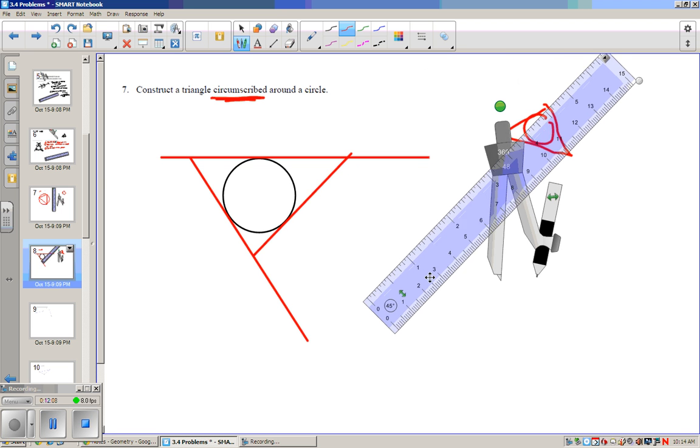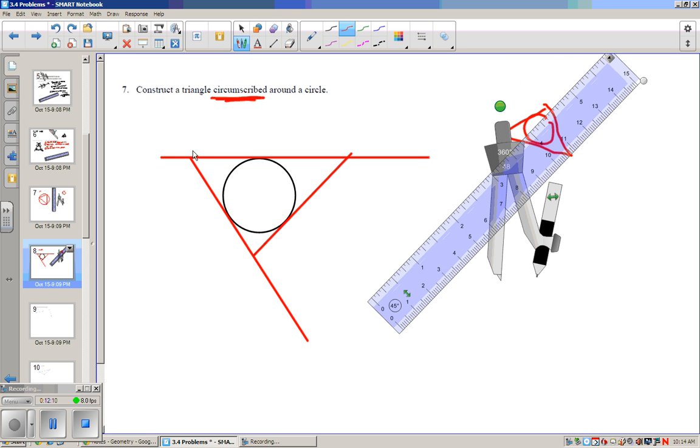Now I have that circle on the inside of my triangle, so the endpoints of my triangle are the vertices right there. So I have a triangle with a circle now on the inside. Circumscribe means that the triangle is around the circle.